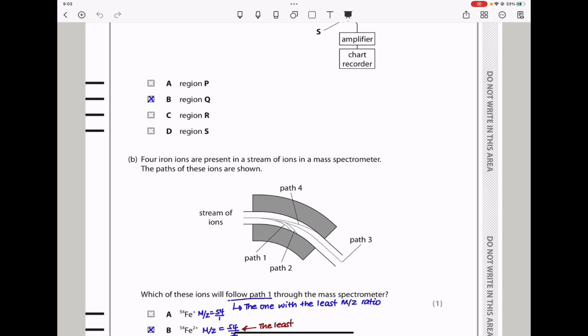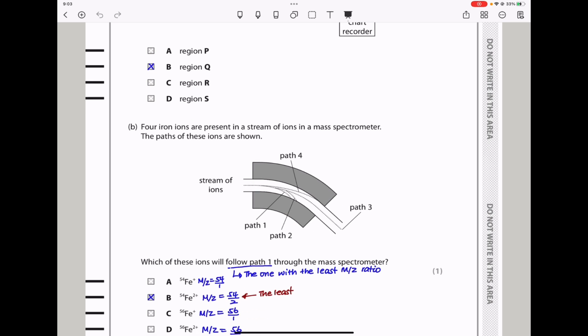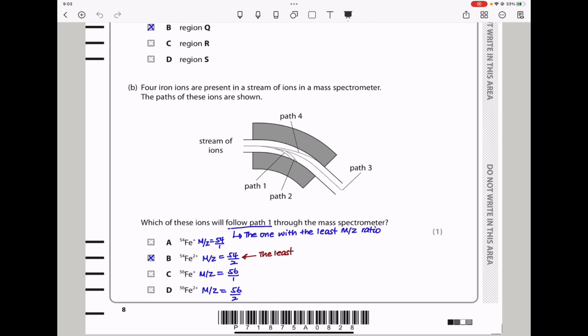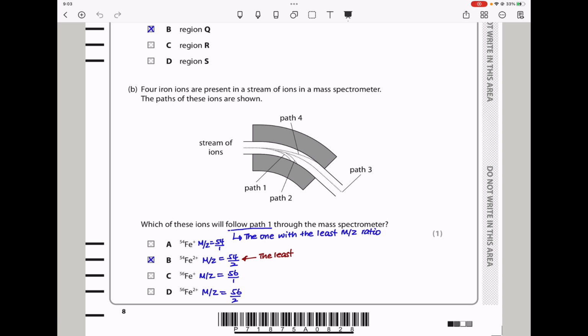for ions present in a stream of ions in a mass spectrometer, the paths of these ions are shown. So we have path 1, path 2, path 3, and path 4, and they say which of these ions follow path 1 through the mass spectrometer.